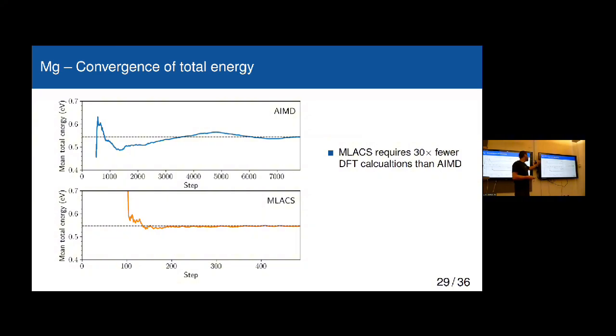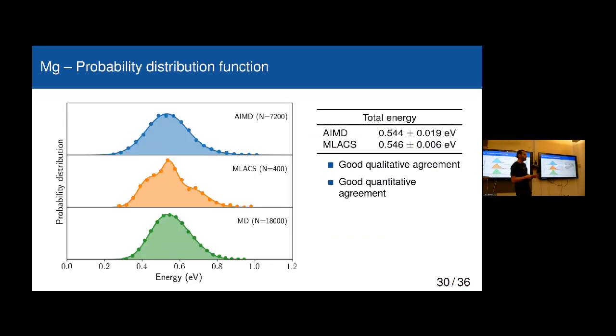And finally, here I'm showing the convergence of the mean total energy of the system. So this is AIMD, so it's extremely costly. We need over 7,000 steps for the energy to converge. And if we do it with MLACE, then it's actually extremely fast. It takes less than 200 steps because we get a very good sampling of the configuration space. So I was quite happy with that. The numerical value agrees very well.